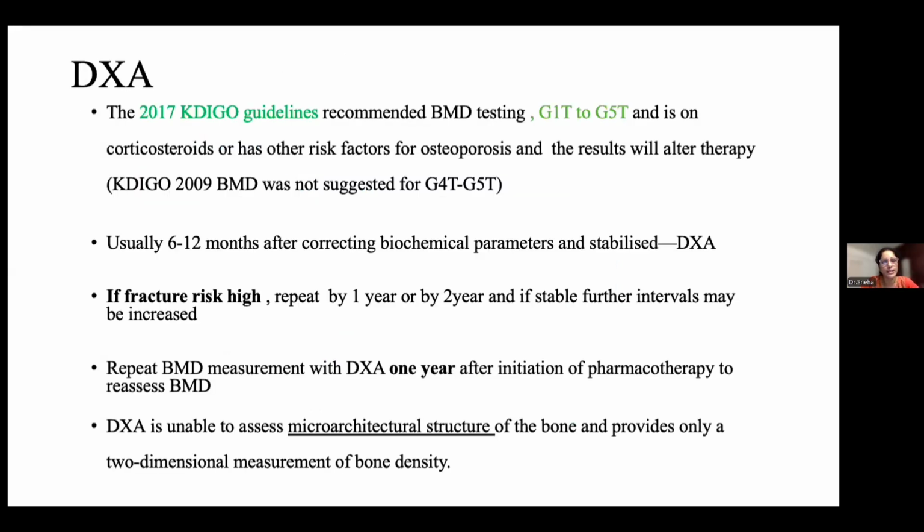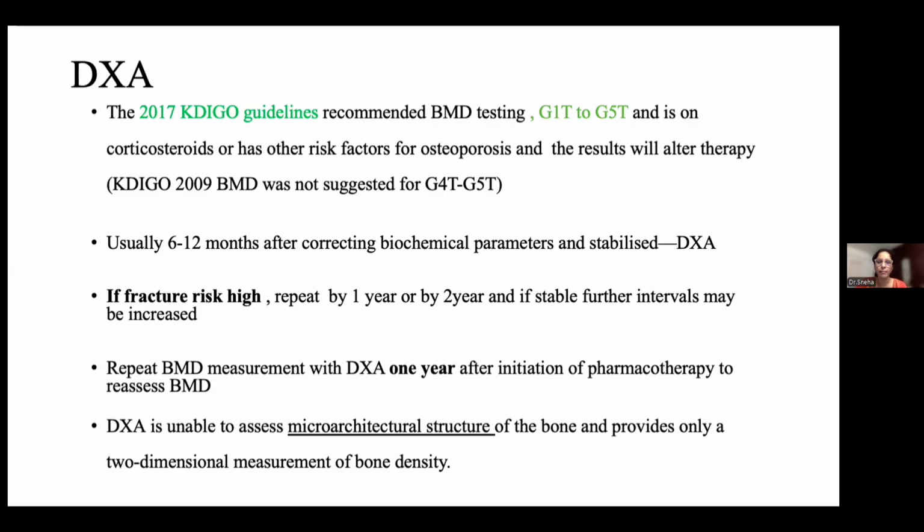Bone mineral density assessment is important. That is by DEXA scan, dual energy X-ray absorptiometry. The 2017 KDIGO guidelines recommend BMD testing for all transplant recipients G1T to G5T if the patient is on corticosteroids or has other risk factors for osteoporosis, and we think the testing will alter the therapy. So they all should be offered BMD testing. But the 2009 KDIGO guidelines didn't suggest BMD testing for G4T to G5T.